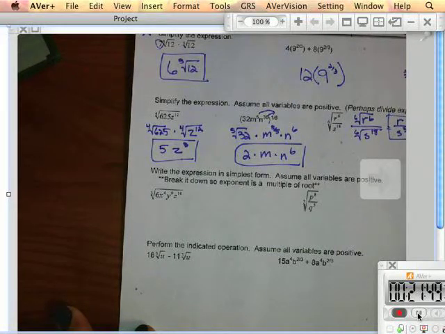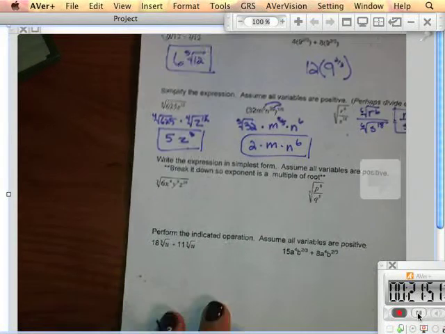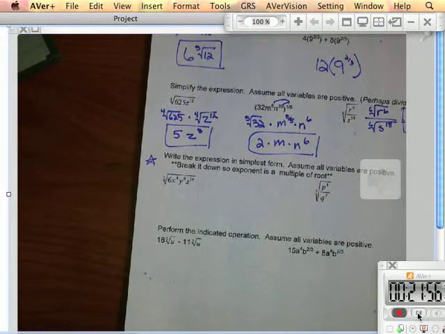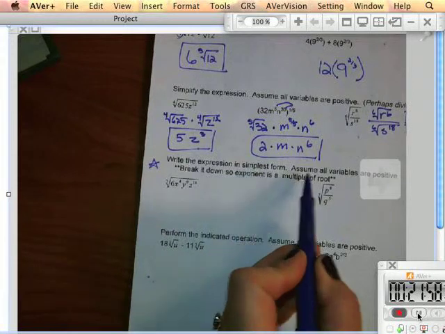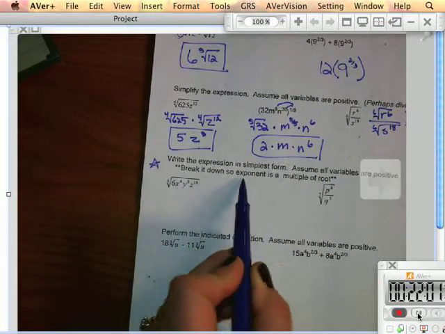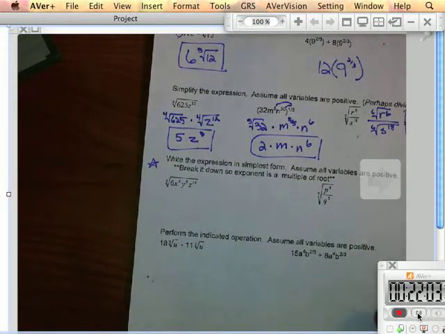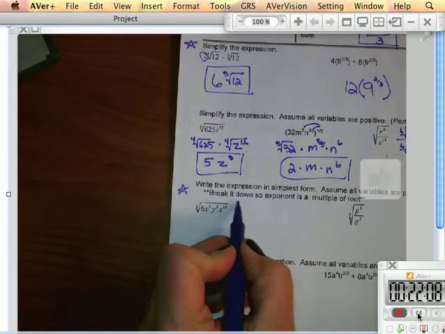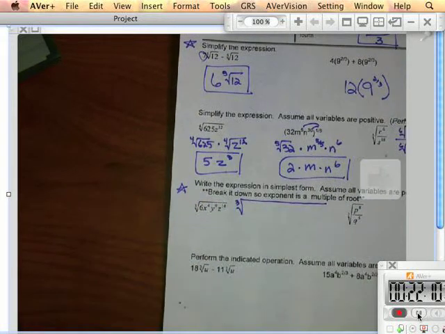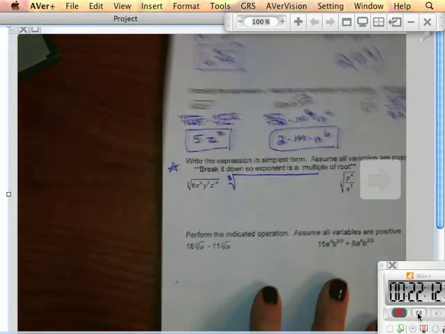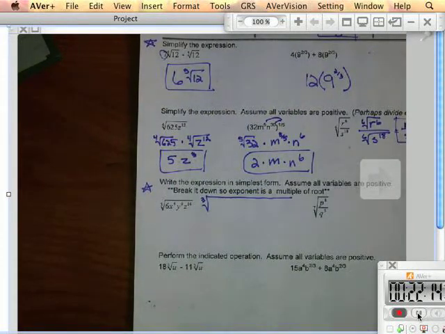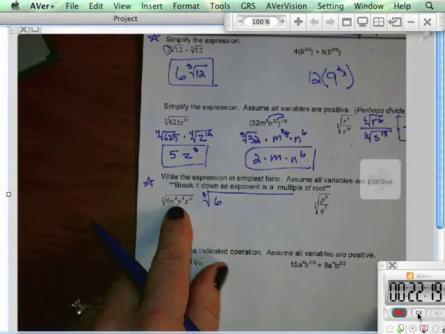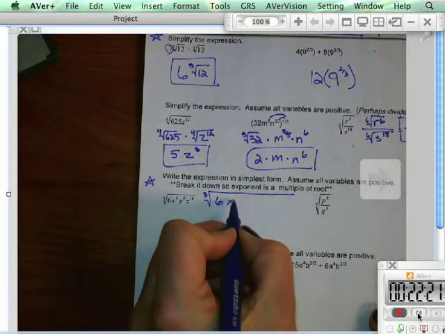Okay, and we do need to do these two. These are very much like what's above, so I'm not going to do those. But let's do this. Write the expression in simplest form. Assume all variables are positive. Break it down so the exponent is a multiple of the root. You'll see what I mean here in a second. All right, so I'm going to rewrite this cube root. Does 6 have any factors that are perfect cubes? No, so that's going to stay the same. X to the 4th, I'm going to rewrite like this: x cubed times x.